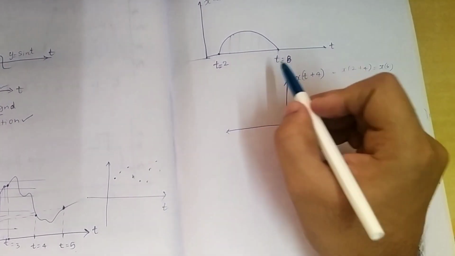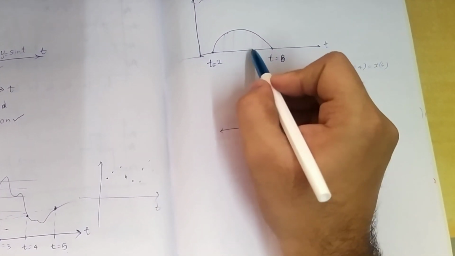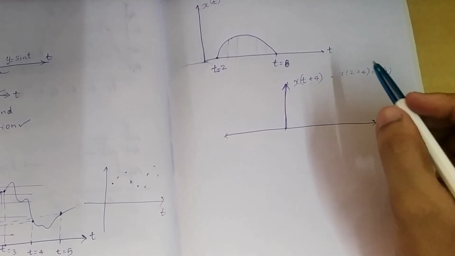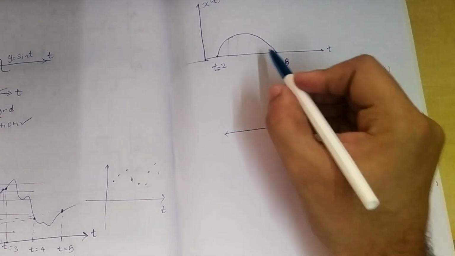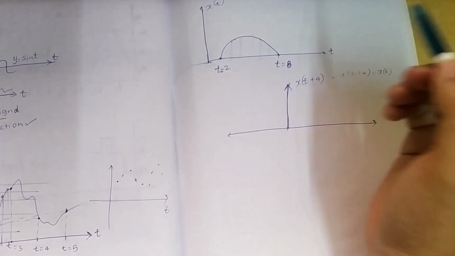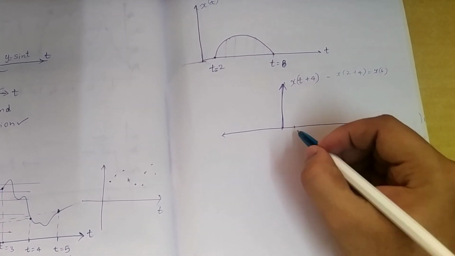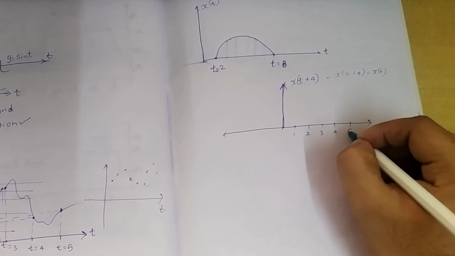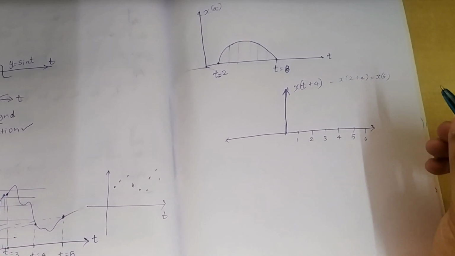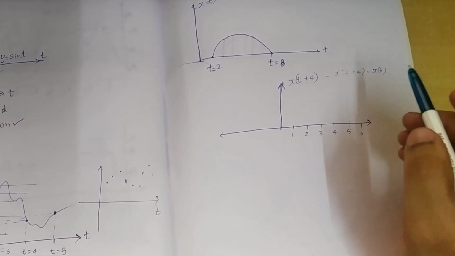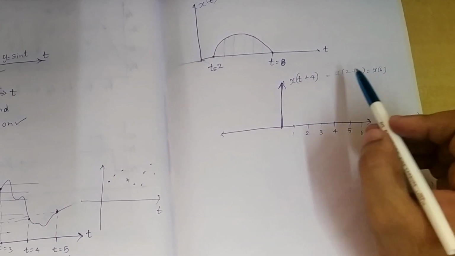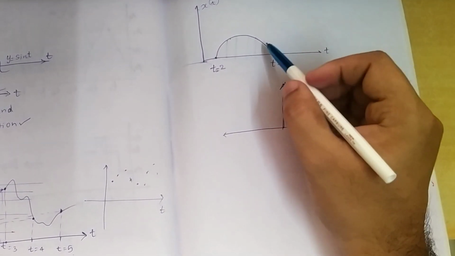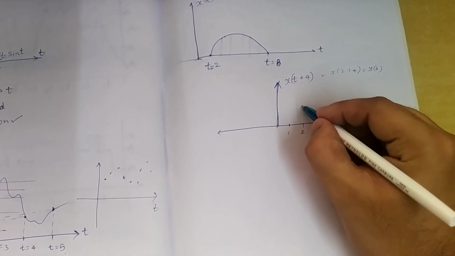What is x of 6? 3, 4, 5, 6. So 6 is somewhere here. So at 2 I have to put the value that I am getting at 6. Let's suppose this is 1, 2, 3, 4, 5, 6. So at 2 I should put the value that I am getting at 6. At 6 it's somewhere here. Okay, so I'm putting it here.